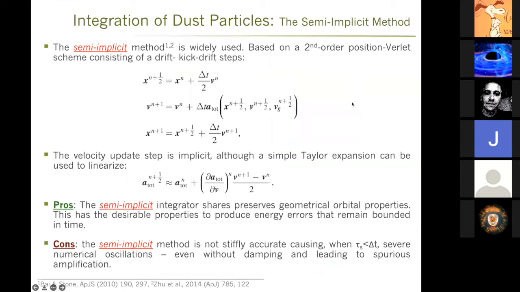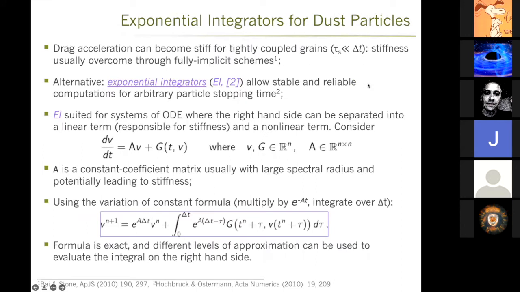Now, how do we model particles? Well, we have to be very careful with dust, because dust is a stiff system. Stiff because sometimes your Stokes number, or let's say what we call the stopping time, is so small that the particle will stop in a very small time step, but the numerical method has to capture this behavior. Now, a semi-implicit method is okay, but it will not do the job when the stopping time is smaller than delta t. And then you will have lots of numerical oscillations. Therefore, we derived an exponential integrator for dust particles, which is really amazing.